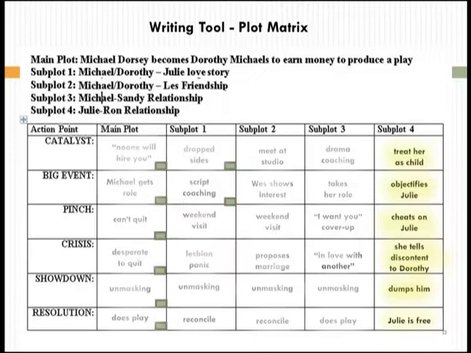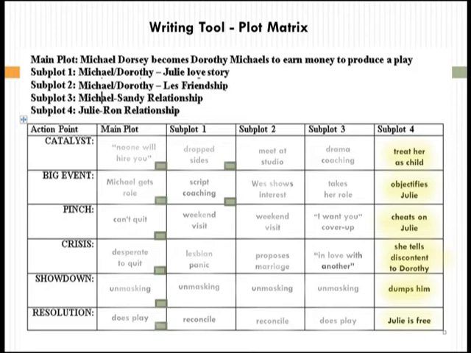The final subplot is the relationship between Julie and the soap's director, Ron. Ron's a womanizer. He treats Julie terribly, but Julie's relationship with Dorothy gives her the courage to stand up to Ron and to eventually break off their relationship.